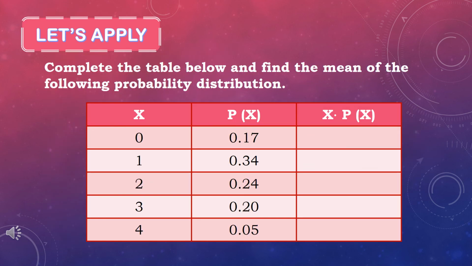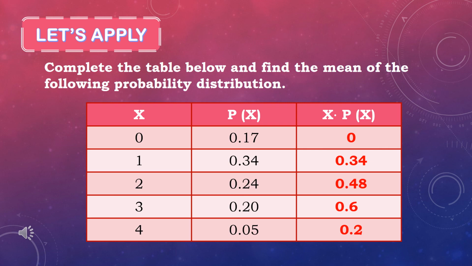Ayan. Complete the table below and find the mean of the following probability distribution. So, try nyo ulit. Complete the table. Try nyo ulit to sa inyong paper. So, we have to complete the table below and find the mean of the following probability distribution. So, ayan, given na yung ating possible outcomes, and we also have the probability.